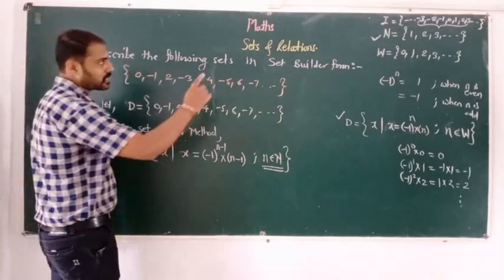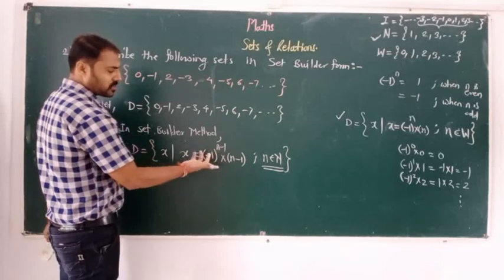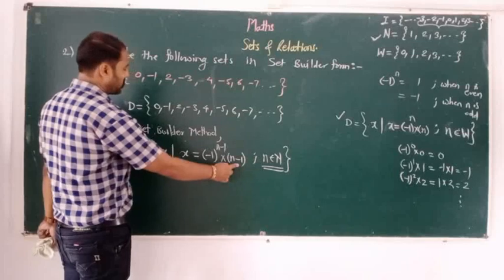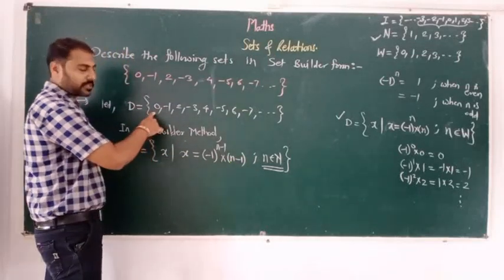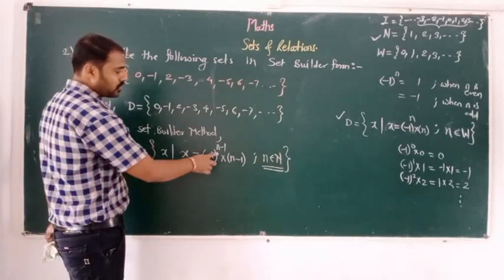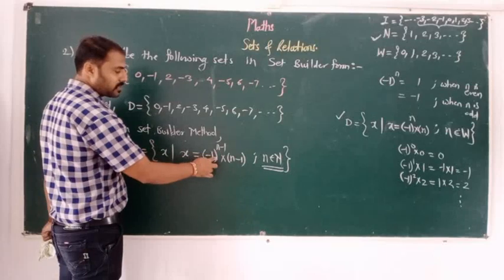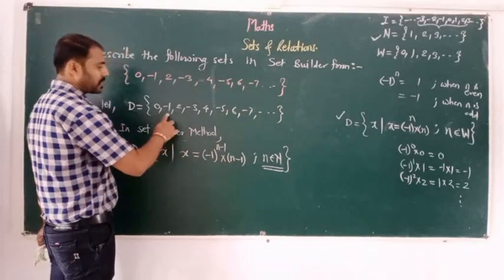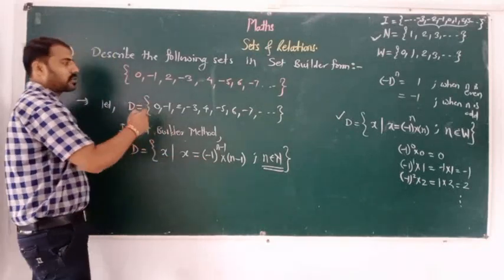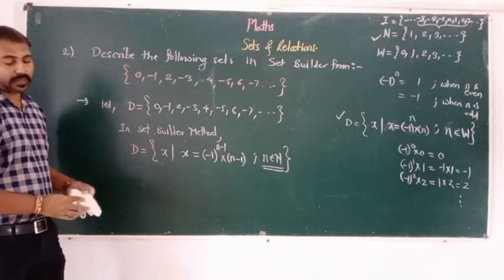Look here, take the first natural number, that is 1. 1 minus 1 is 0, minus 1 raised to 0 is, yes, 1. 1 into 1 minus 1 is 0. That term is 0. If we take the second natural number, that is 2: 2 minus 1 is 1, minus 1 raised to 1, 1 is an odd number, so minus 1, and 2 minus 1 is 1. So clearly we write this formula for representing the given set in set builder form.